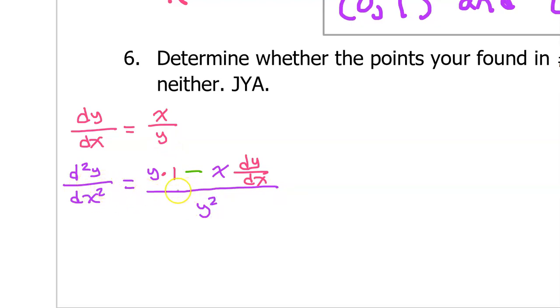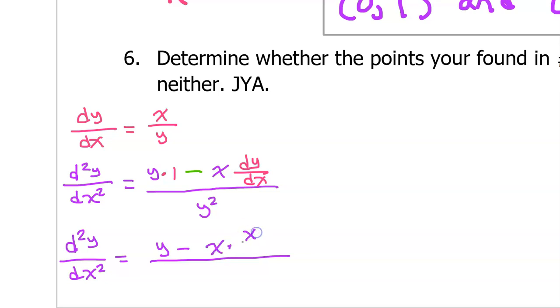So this is the second derivative. But we already know an expression for dy/dx. It's x over y. So let's make that substitution. We will have y minus x times x over y, divided by y squared. Of course, x times x over y will just be x squared over y. So I'm going to change that.